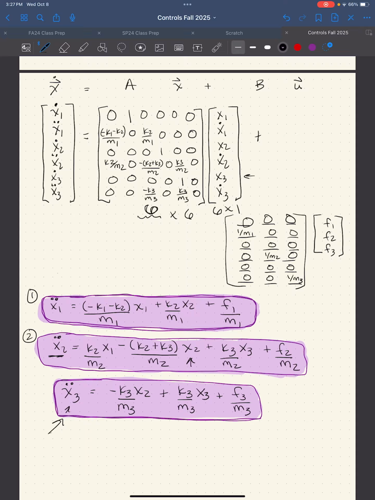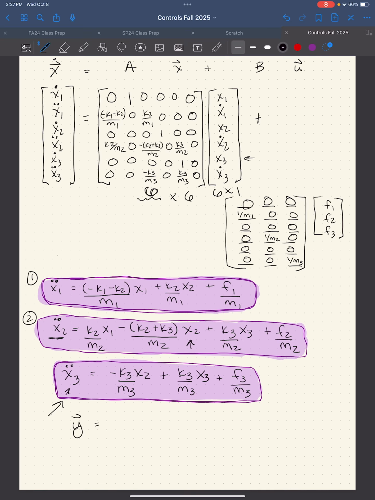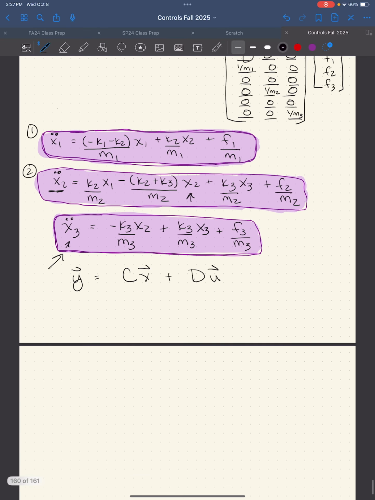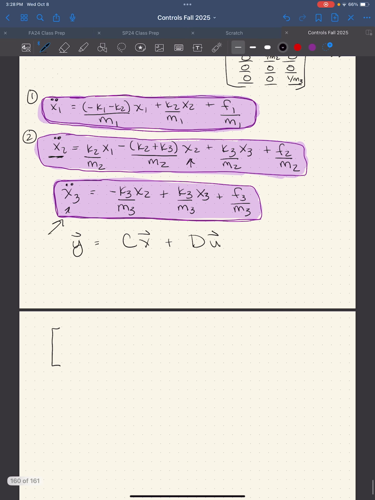So I found x dot equals ax plus bu, but I now need to find y equals cx plus du. So again, what I'm going to do is fill in the vectors that I know. So y we determined earlier is this one, x1, x2, x3.